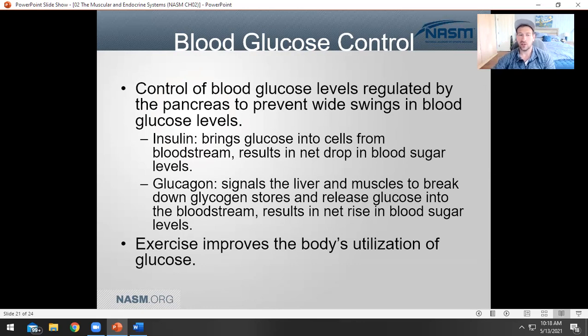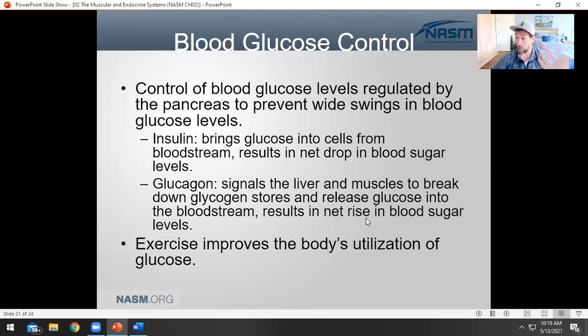We've also got blood glucose control. We're going to control our glucose levels and regulate that by looking at the pancreas. Your pancreas is going to create two hormones. One is called insulin and the other one is called glucagon. Insulin is in charge of driving sugar out of your blood and storing it as either glycogen or fat. And then glucagon is responsible for breaking down glycogen if you have it stored up. So if you have glycogen stored up in your body, glucagon is going to trigger the release of that and break that down.